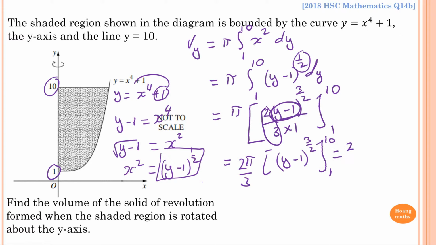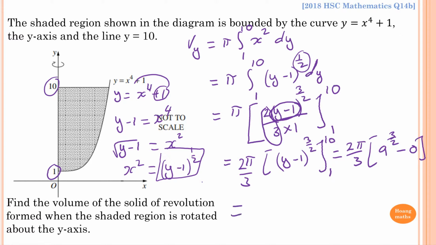So 2 pi over 3, I substitute 10 in. 10 minus 1 is 9, so 9 to the power 3 over 2. And then minus, I substitute 1 in. 1 minus 1 is 0, so 0 times pi, anything is 0.